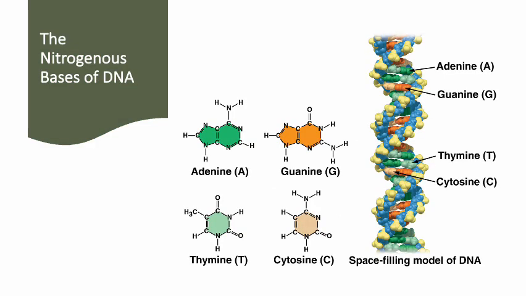DNA contains four different nitrogenous bases, and they fall into two structural categories. Adenine and guanine are larger bases made up of two fused rings, while thymine and cytosine are smaller bases with a single ring. Adenine bonds with thymine, and guanine bonds with cytosine. Even though their detailed chemical structures differ, the key idea is that these bases have specific shapes and bonding patterns. These patterns allow them to pair in very specific ways inside the DNA molecule.